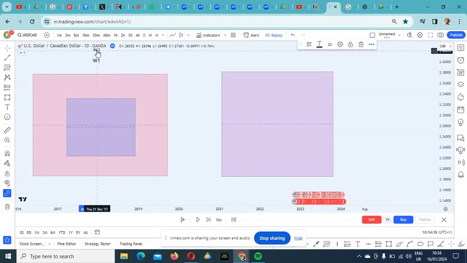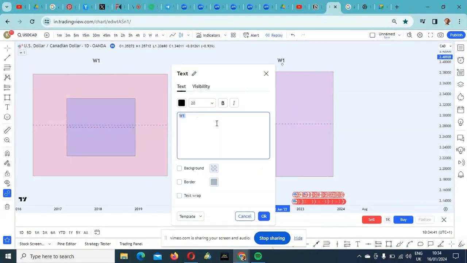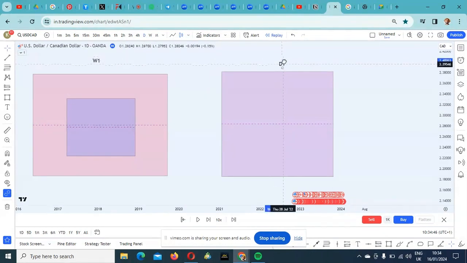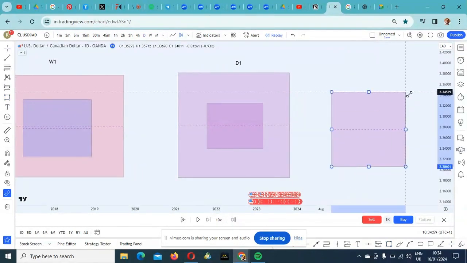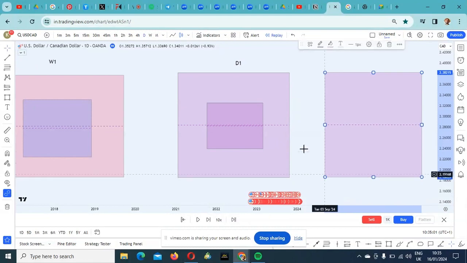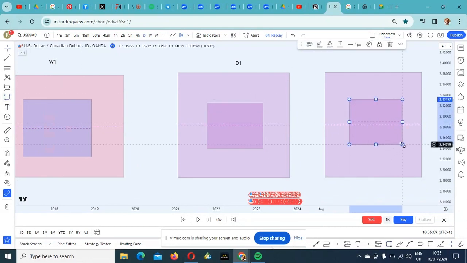So don't get it twisted. The daily will have its own internal. Remember, this internal in the daily is going to be your external in the 4 hour. Do you hear me? It's going to be your external in the 4 hour, and the 4 hour also has its own internals too. Now that's where it ends.